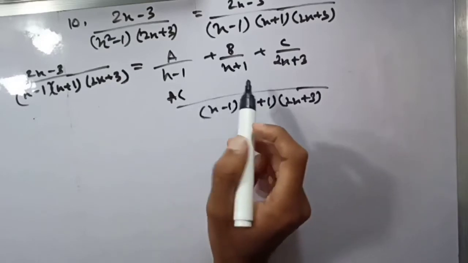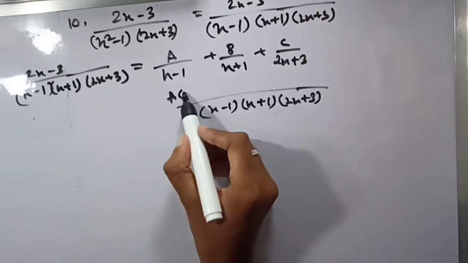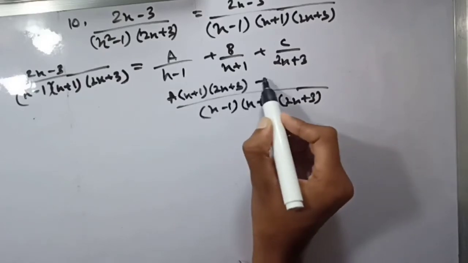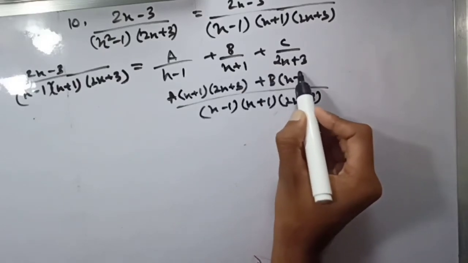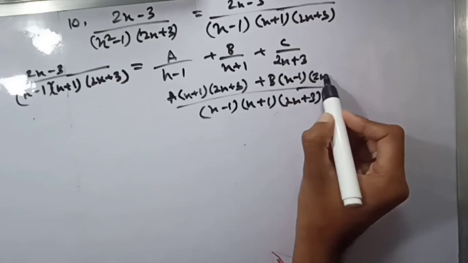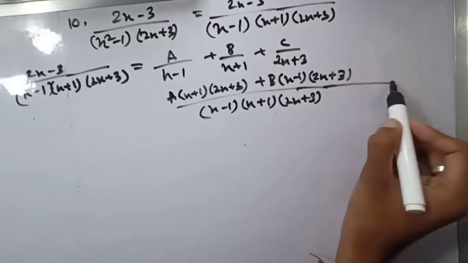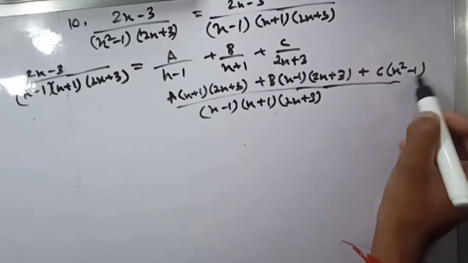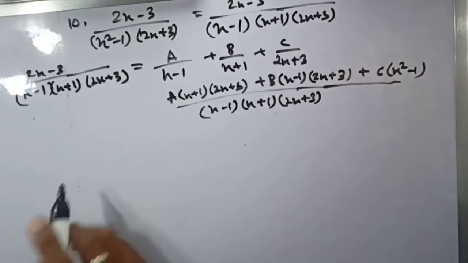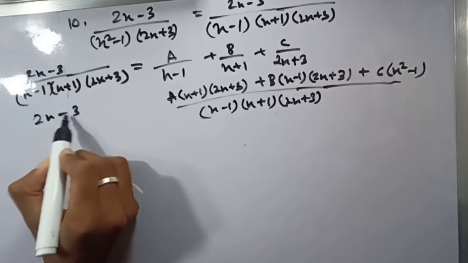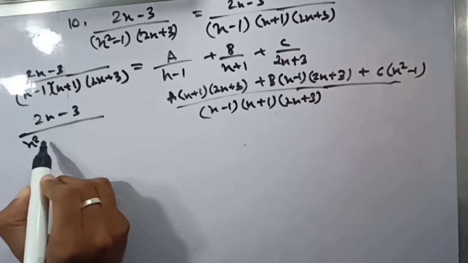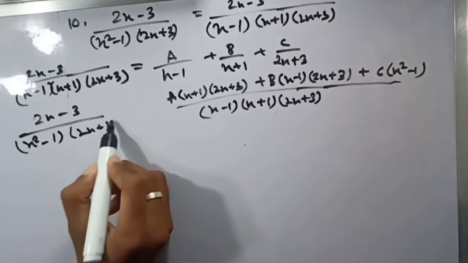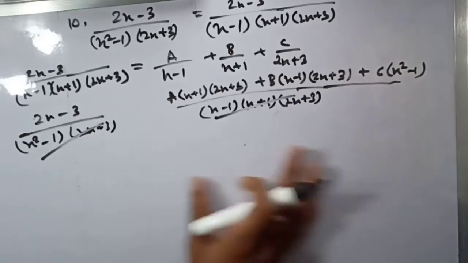So this is a, and the terms we multiply with it are x plus 1 and 2x plus 3. Then b is multiplied by x minus 1 and 2x plus 3, and this is c. So the term of c is x square minus 1. We can simply write this equation by multiplying over here. So it is 2x minus 3 in the numerator and 2x plus 3 in the denominator, so it cancels out and we don't need to do anything.